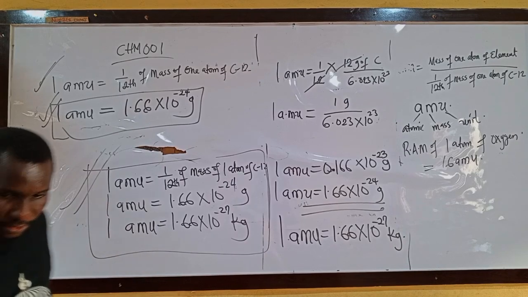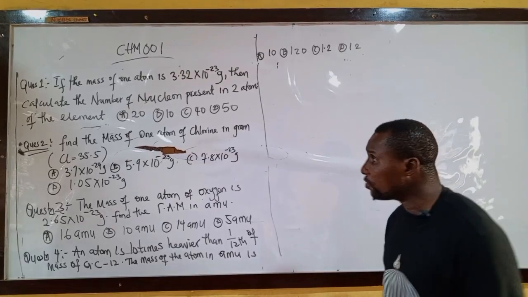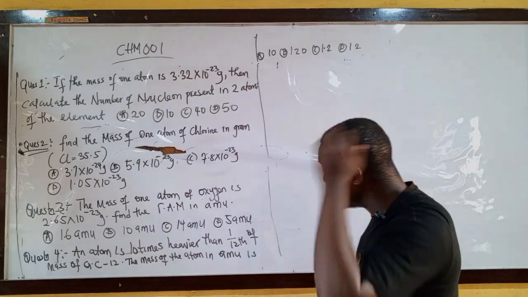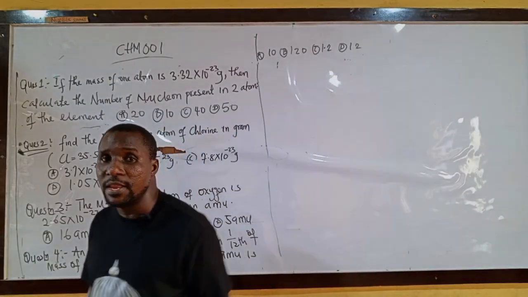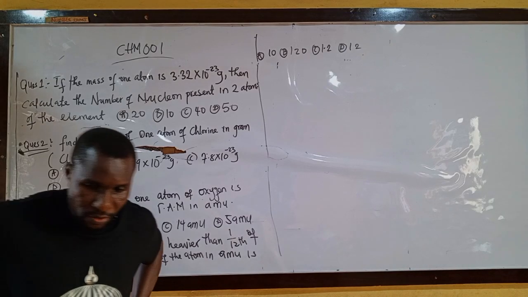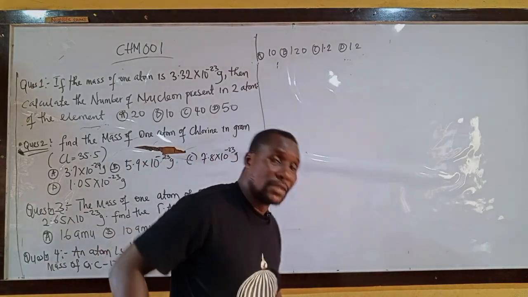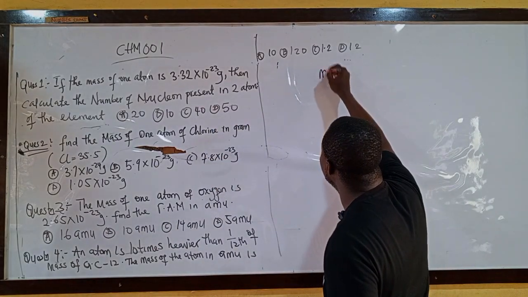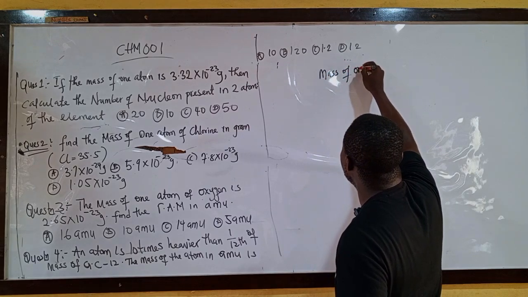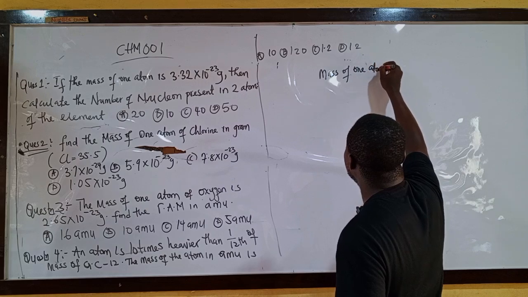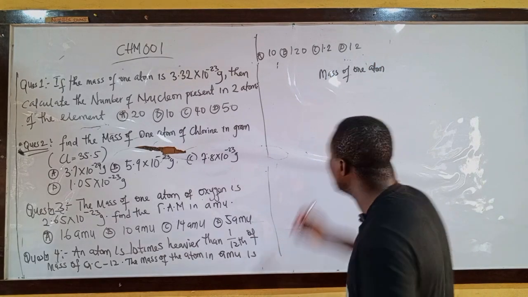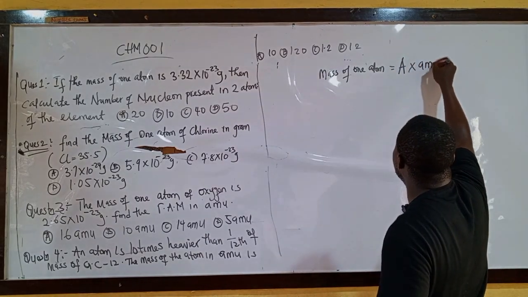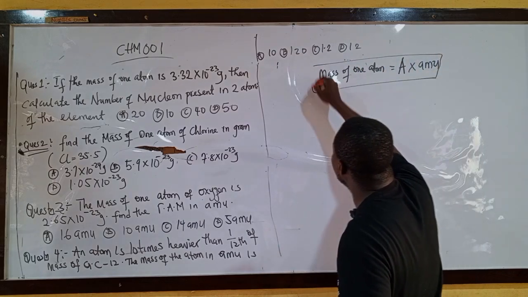Let's look at questions 1 to 4. Before I do this question, let me give you the formula that relates the mass of one atom with the mass number and AMU. Take note of this formula: the mass of one atom of any element is equal to the number of nucleons times AMU.